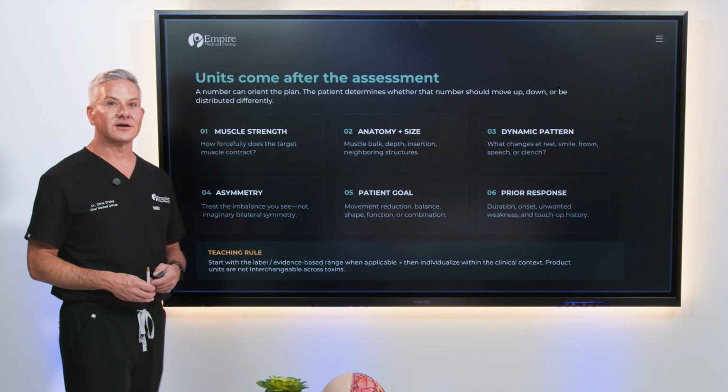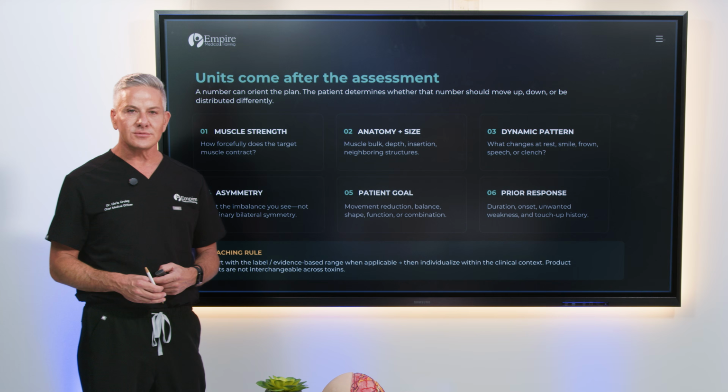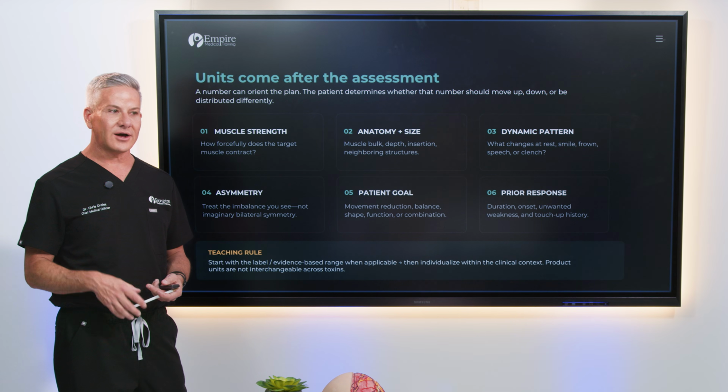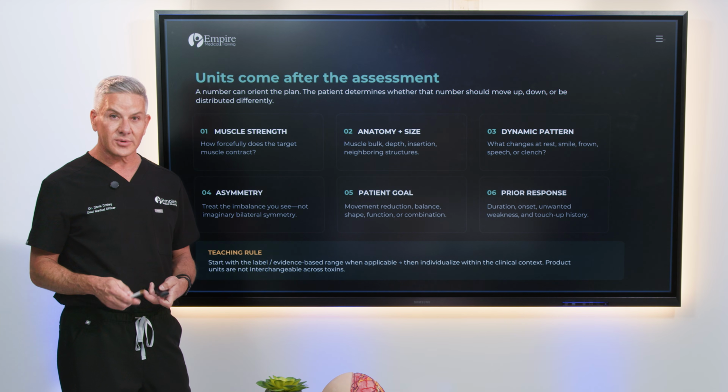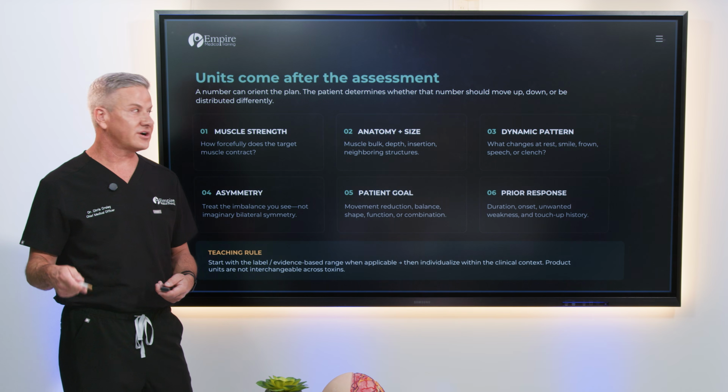We're going to look at the anatomy of the area that's moving, and not just the movement, but the size of the muscle. If this is a young guy with a really thick, dense muscle, we're probably going to have to use a higher number of units or a higher dose.